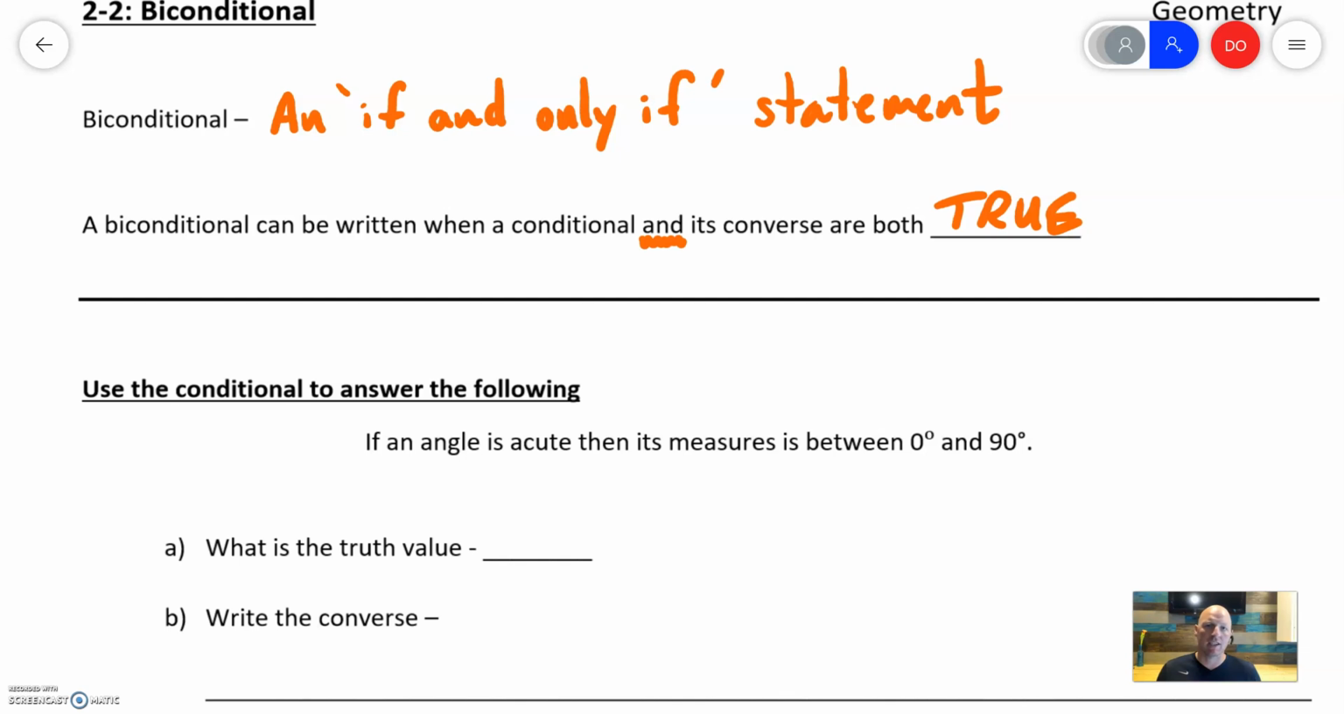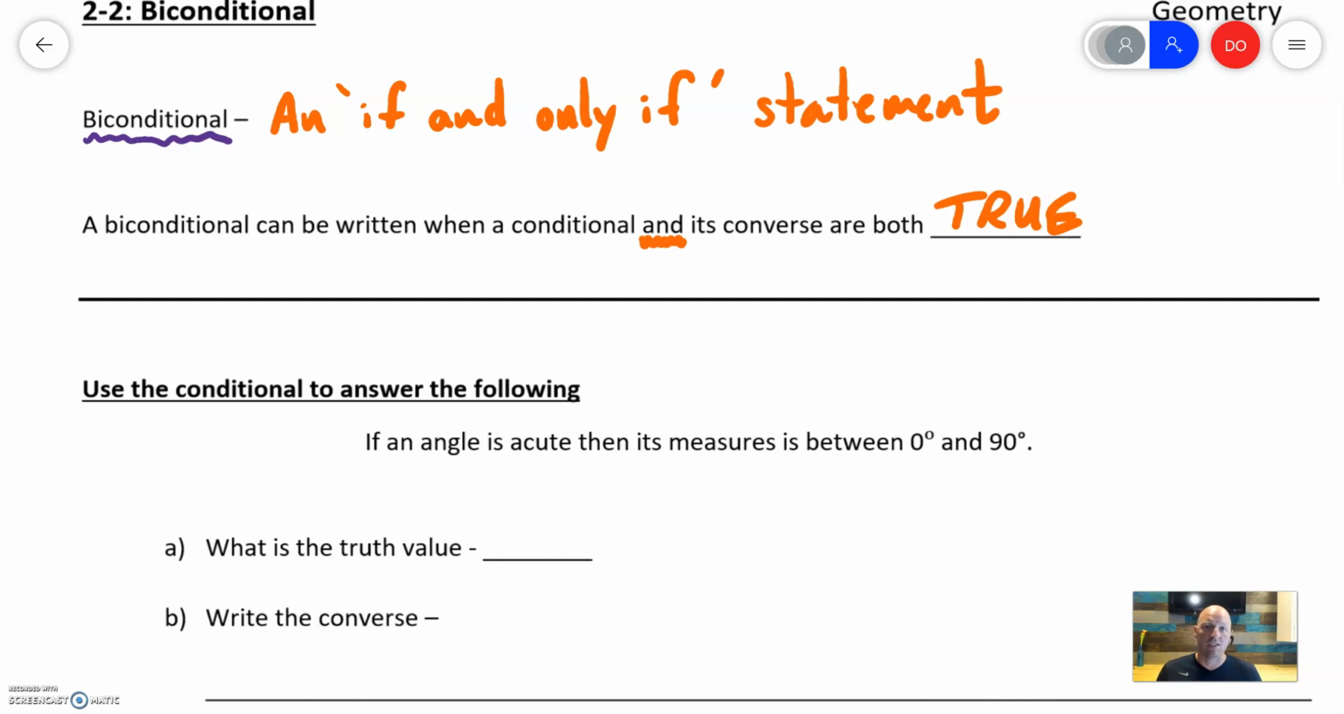So we just learned about conditionals. You have an if-then statement. That's a conditional. If that statement's true and you can write that statement's converse and that statement is also true, you can write what's called a biconditional. And a biconditional is like this all-encompassing one fact that just holds truth.